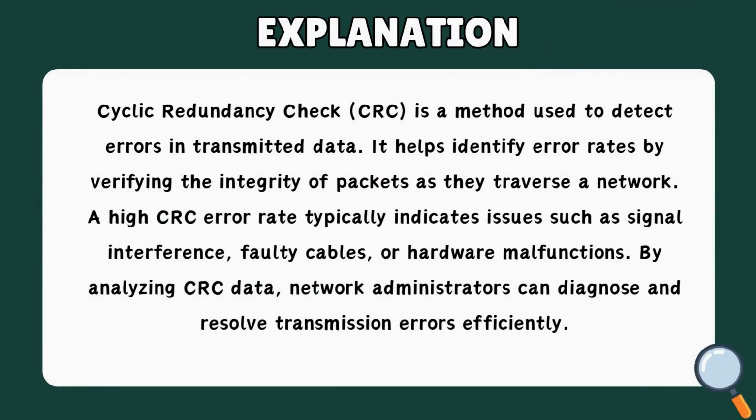Cyclic redundancy check, CRC, is a method used to detect errors in transmitted data. It helps identify error rates by verifying the integrity of packets as they traverse a network. A high CRC error rate typically indicates issues such as signal interference, faulty cables, or hardware malfunctions. By analyzing CRC data, network administrators can diagnose and resolve transmission errors efficiently.